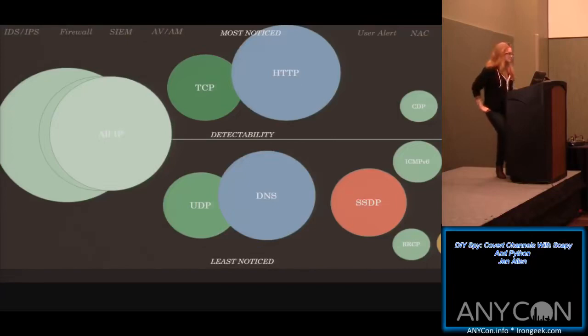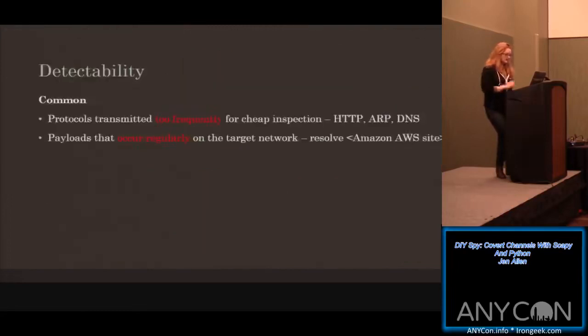And this is why it's worth understanding the network that you're actually profiling and that you're going to be using covert channels in. So that all sounds easy, right? Like, how do we do that? So we start by understanding the common protocols. Protocols transmitted too frequently for cheap inspection. So this means we're going to be cutting down the likelihood, and every consideration we take is just going to be helping us reduce detection a little bit more.